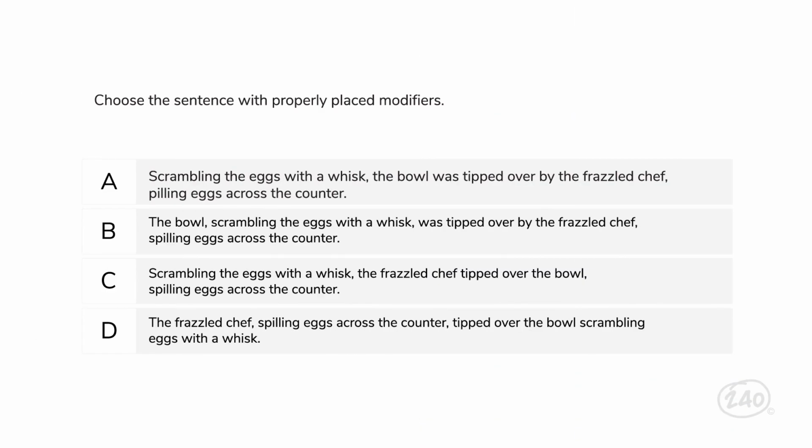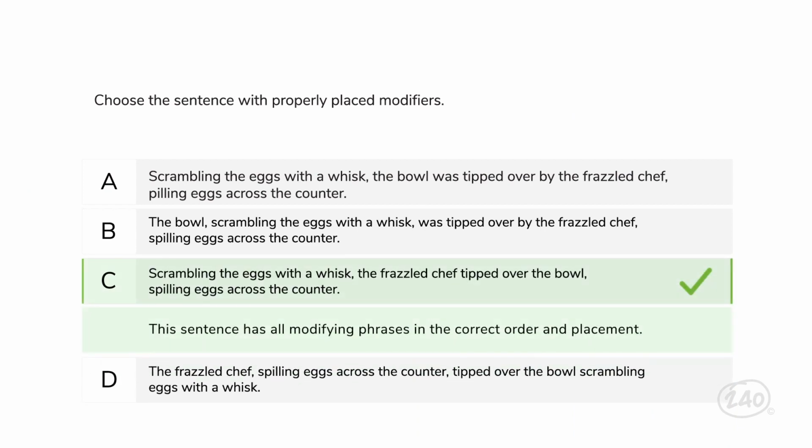Now, for the questions. Remember the language structure competency? I told you there'd be a question about modifiers, remember? Let's take a look at it. Choose the sentence with properly placed modifiers. Now, they all look pretty similar, but "Scrambling the eggs with a whisk, the frazzled chef tipped over the bowl, spilling eggs across the counter" is the best choice. The other sentences have incorrectly placed modifiers, creating issues like the bowl scrambling the eggs instead of the chef.